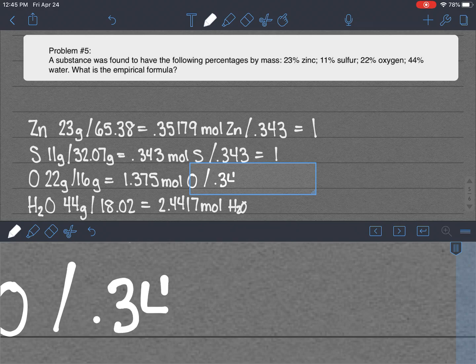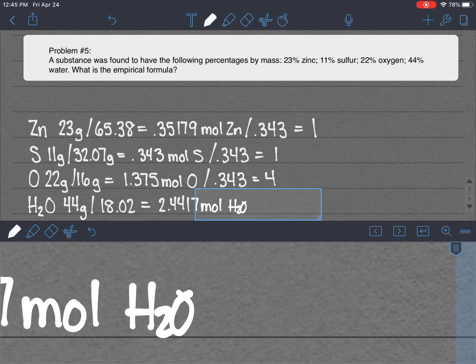Oxygen, 1.375 divided by 0.343. And I'm going to plug this in just to make sure I don't have any rounding issues later. That gets me to 4.0087, so perfect. So it's a 4. And then 2.4417 divided by 0.343.